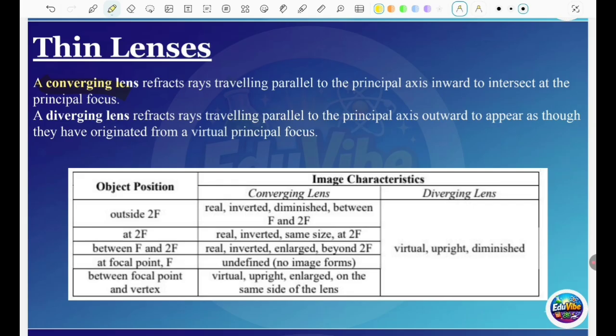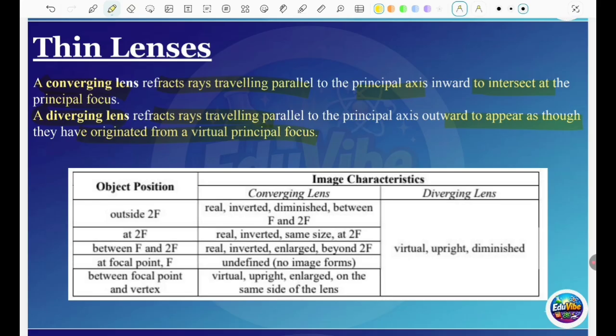So the convergent lens, or we can say a convex lens. The other name for convergent is convex lens. The other name for divergent lens is the concave lens. A convergent lens refracts rays traveling parallel to the principal axis inward to intersect at the principal focus on the other side. A divergent lens refracts rays traveling parallel to the principal axis outward to appear as though they originate from the virtual principal focus. So the divergent lens makes virtual images, and the convergent lens makes real images.